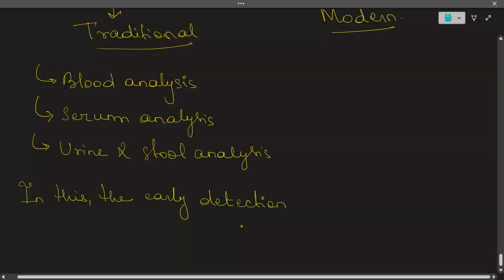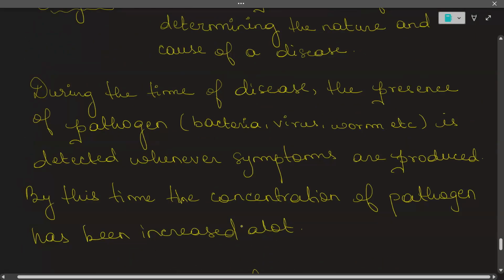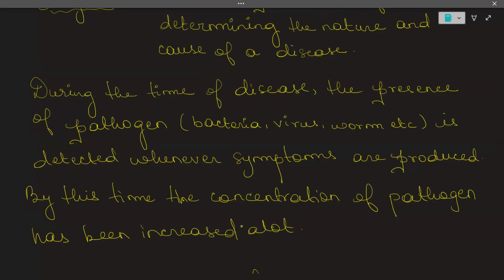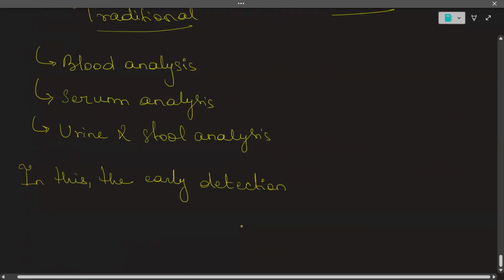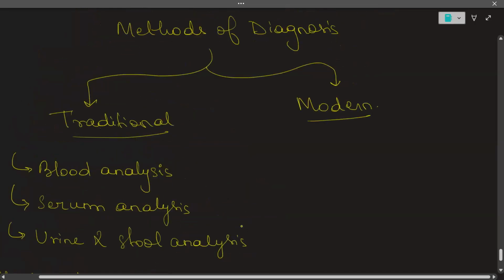Somewhat. It's not possible because, like I told you, the diagnosis is only done when the symptoms are produced. And the symptoms are produced when the pathogen has already divided and increased a lot in our body. So in this, the early detection of pathogen or any disease is not possible. Isn't it, students? When we talk about the conventional or the traditional method of diagnosis.